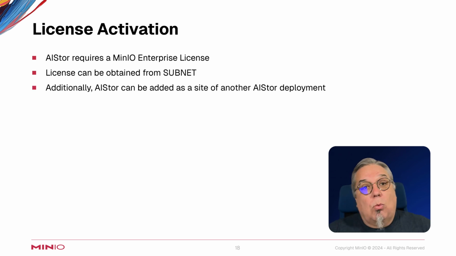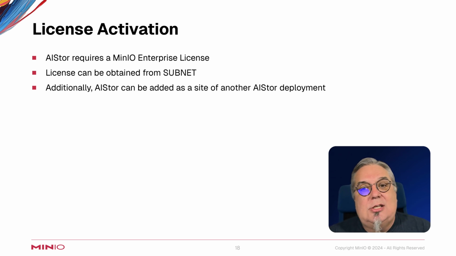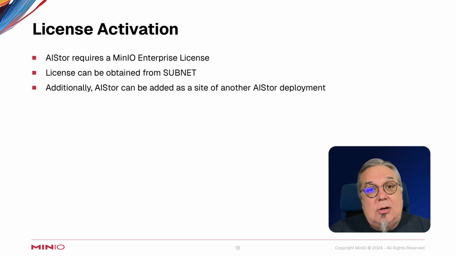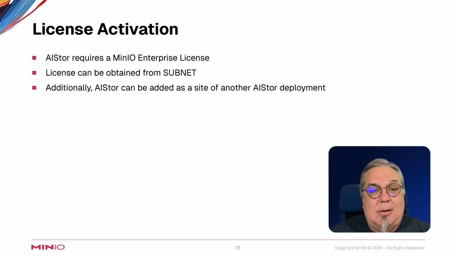Once you log in the first time, you're going to need to do your license activation. AIStor requires a MinIO Enterprise license. This license can be obtained from Subnet. Additionally, once you've set up your first site, AIStor can be added as a site of another AIStor deployment, and we'll show you how to do that in the demonstration.